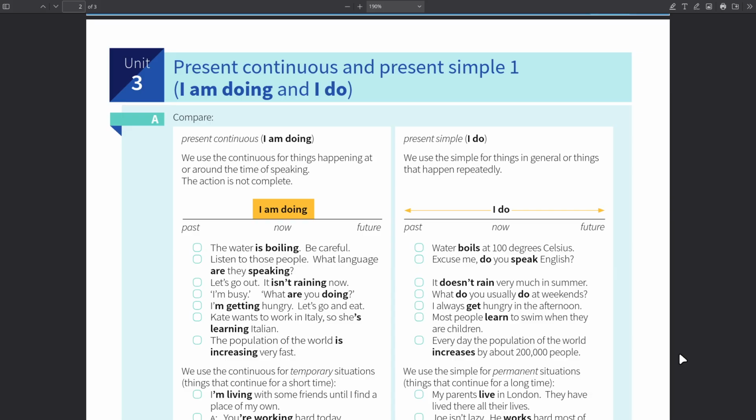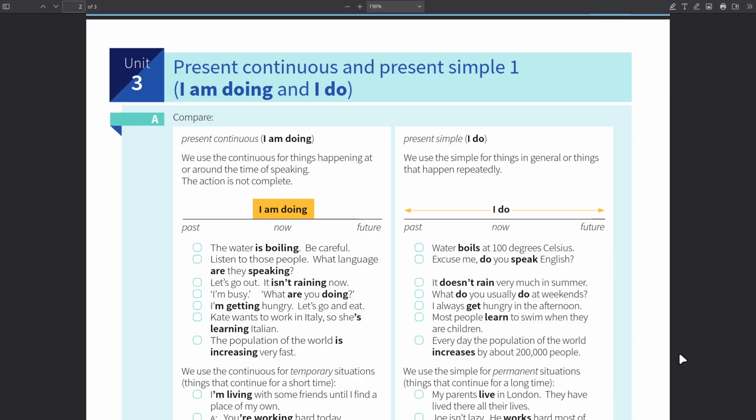So let's continue the present simple. Okay. In this video, we're gonna cover present continuous and present simple, part one. This is the first part of this video. We're gonna divide it in two, I guess. I'm not sure. But today we're gonna see when we can use the present continuous and when we can use the present simple.